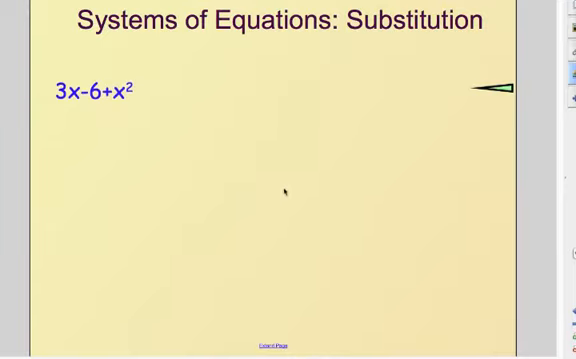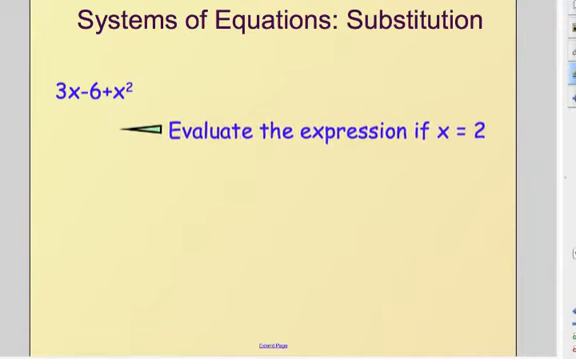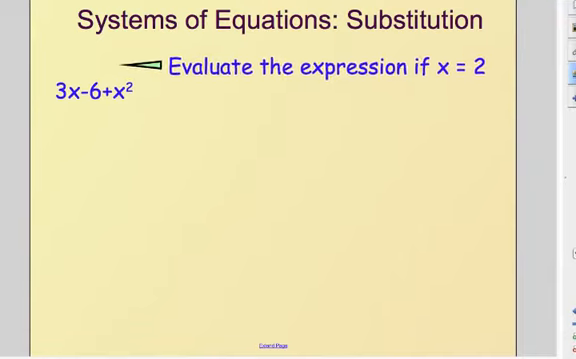Alright, so let's start off with something a little bit more basic. Here's a pretty typical expression, 3x minus 6 plus x squared. This is an expression because there's no equal sign in it. The problem might ask you to evaluate the expression if x equals 2. So, if x equals 2, then we're going to substitute 2 in for these x's here.